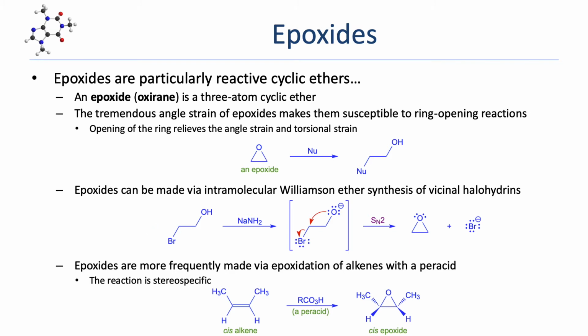You might recall that vicinal halohydrins can be prepared from alkenes in the halohydrin reaction. Another method for the preparation of epoxides is the direct epoxidation of an alkene with a peracid. As you can see from this example, the reaction is stereospecific. Here, a cis-alkene accepts an oxygen from the peracid to form a cis-epoxide, in which the two alkyl groups are on the same side of the ring. Likewise, reaction of a trans-alkene would produce a trans-disubstituted epoxide.